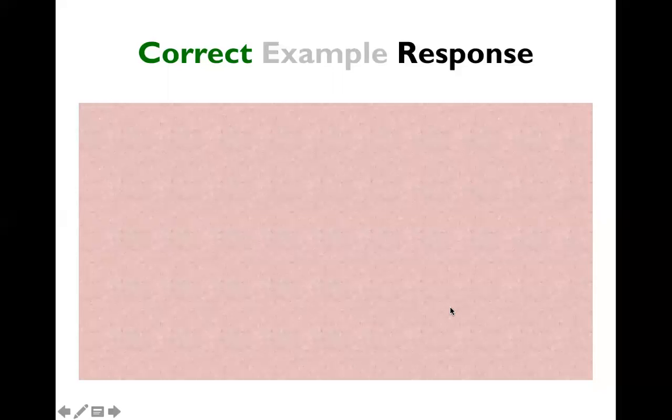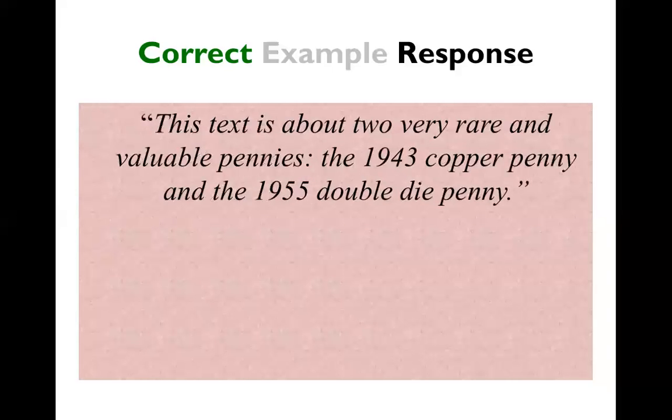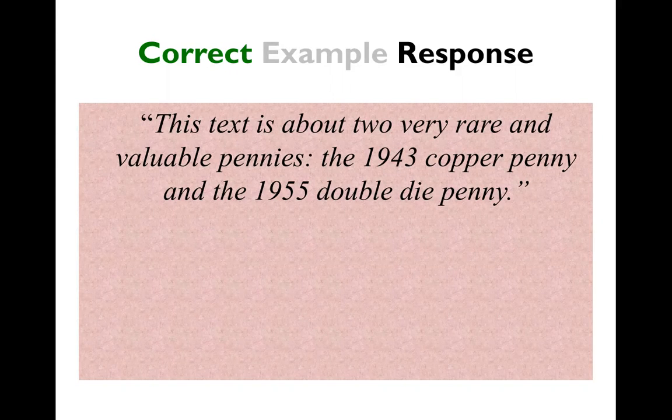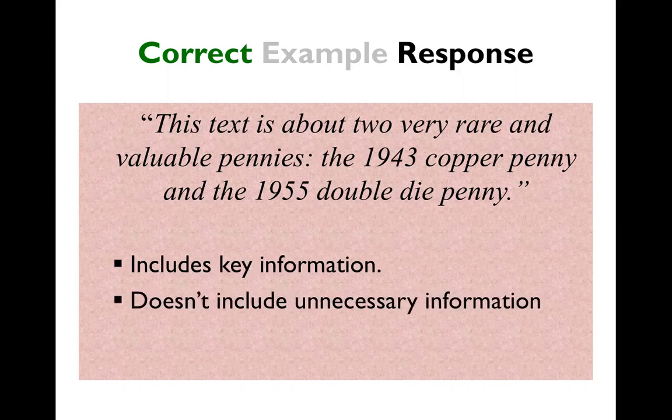Then, what is the correct example response? This text is about two very rare and valuable pennies, the 1943 copper penny and the 1955 double die penny. This sentence summarizes the text better than the previous ones because this sentence includes key information and it does not include unnecessary information. Also, it is a complete sentence.